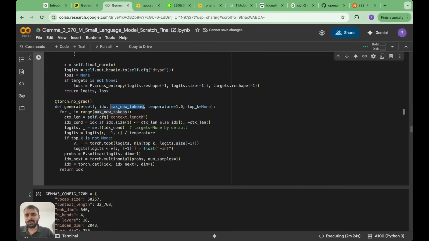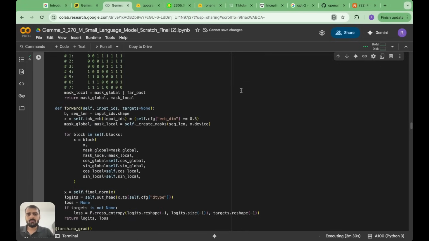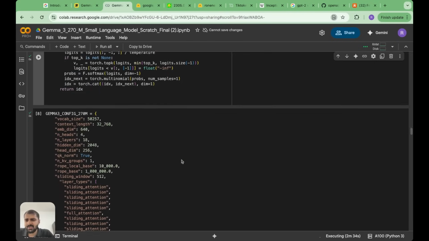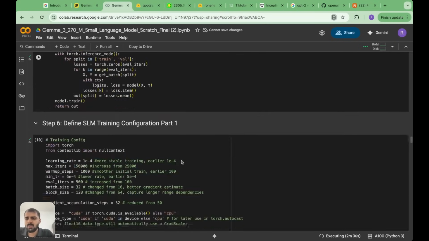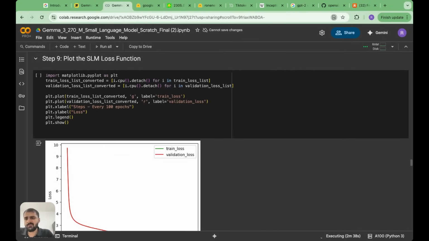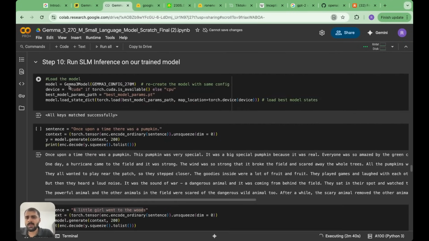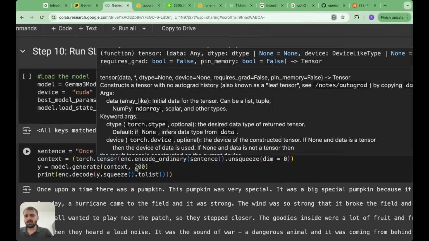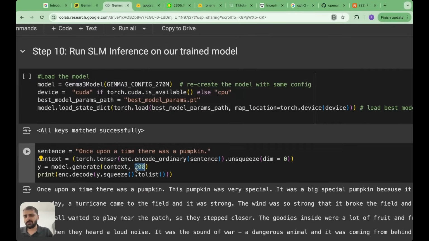So you see maximum new tokens is a parameter over here. Until maximum new tokens has been reached, this iteration will continue to happen. If you scroll down below, here I'm setting the maximum number of tokens to be equal to 200, right?